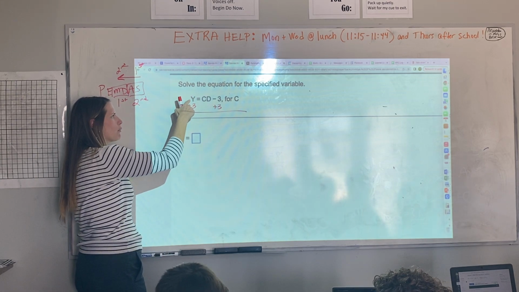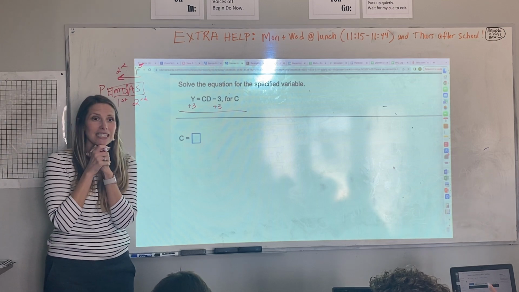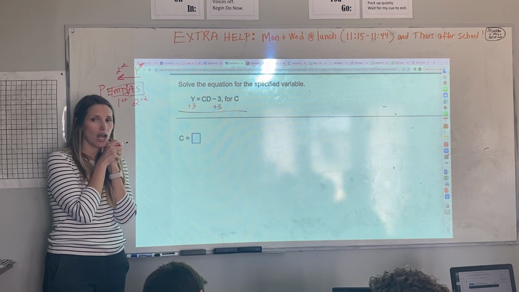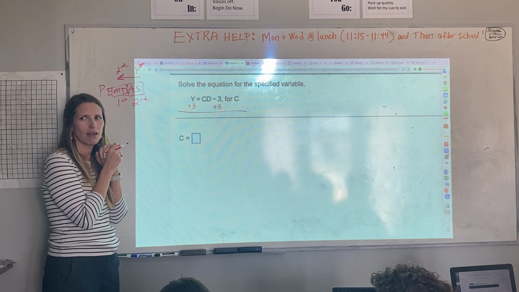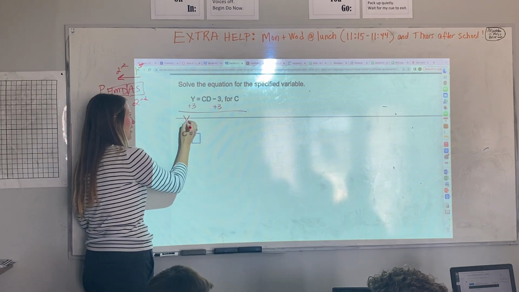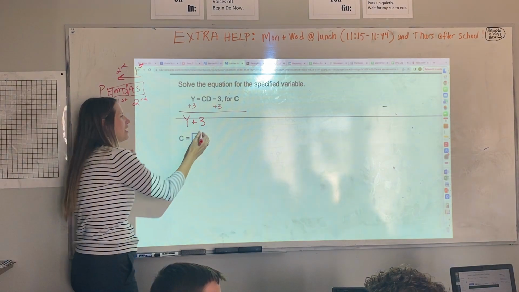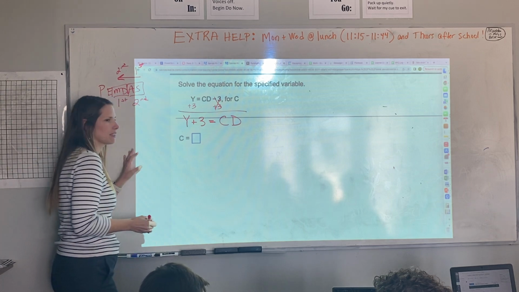Now, can I combine my y and my 3 and make it 3y? No, they can't because they're not like terms. So how do I write y plus 3? Y plus 3. I just write it horizontally. Equals C over D. Lex, what do I do next?